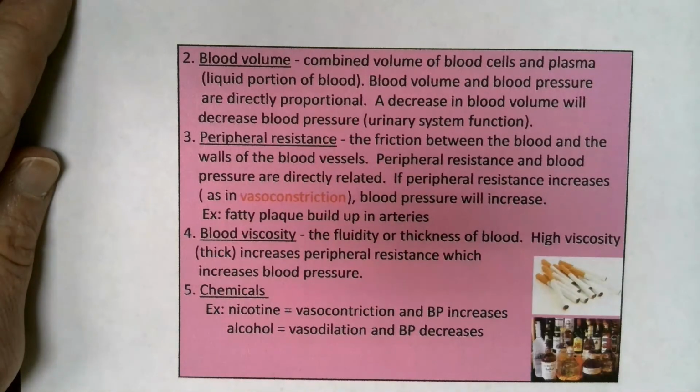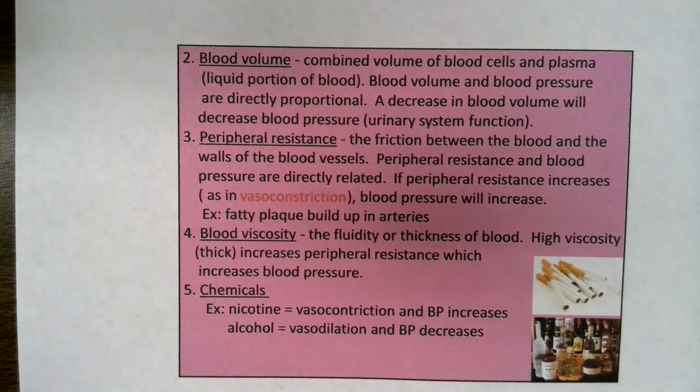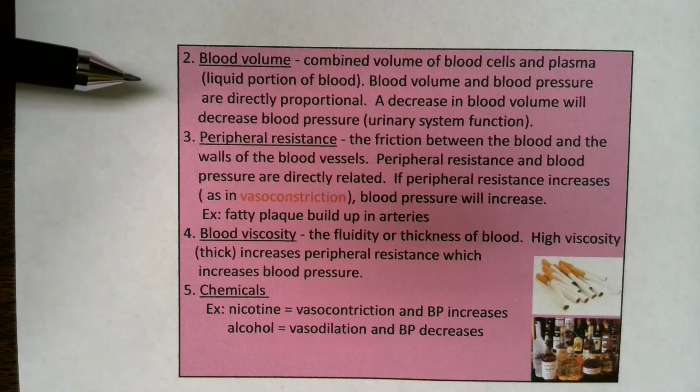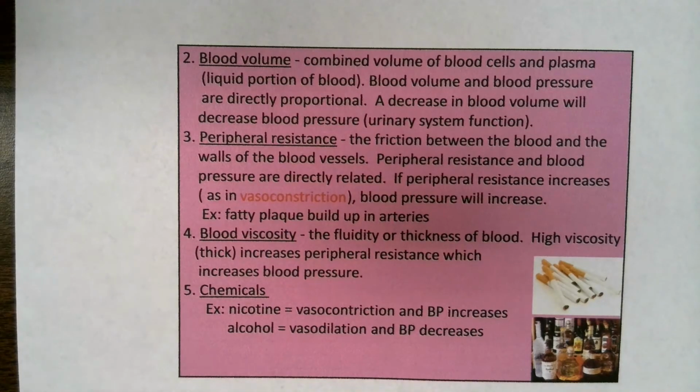All right, so then blood volume is going to impact blood pressure. This is the combined volume of blood cells and plasma, the liquid portion of the blood. Your blood volume and blood pressure are again directly proportional. So for example, if you have a decrease in blood volume, that's going to decrease blood pressure.